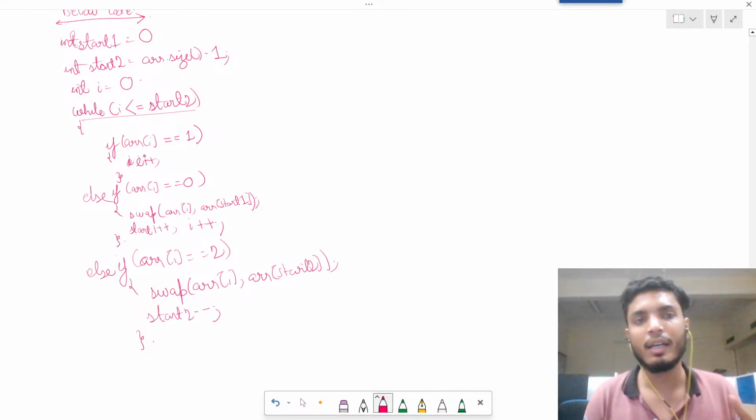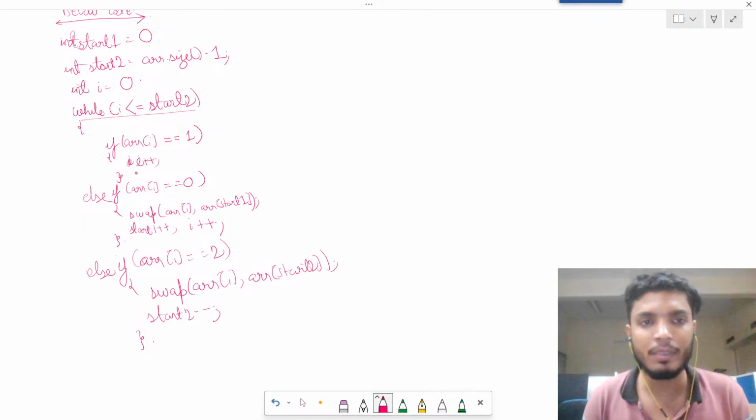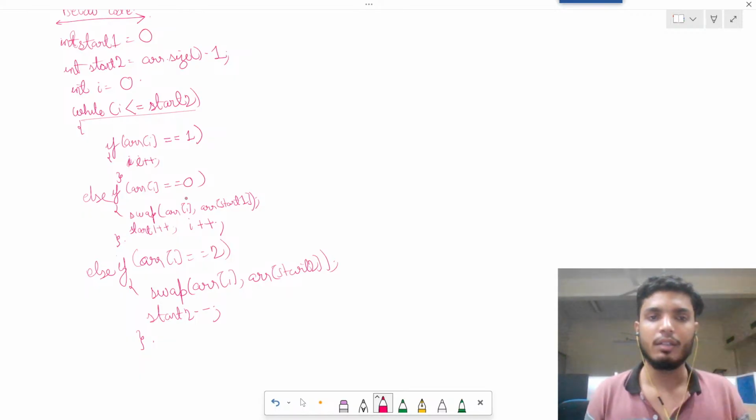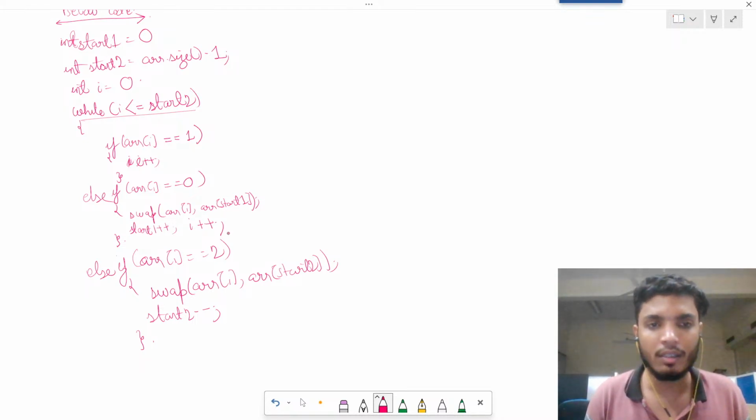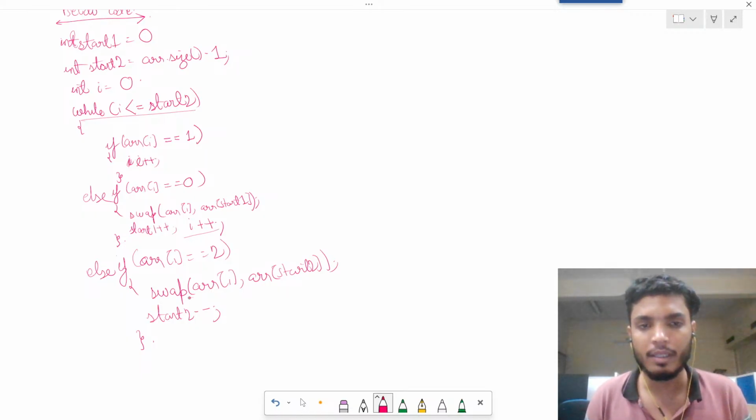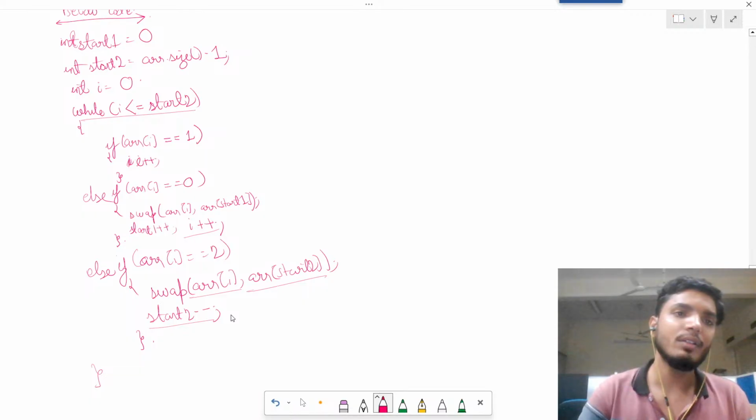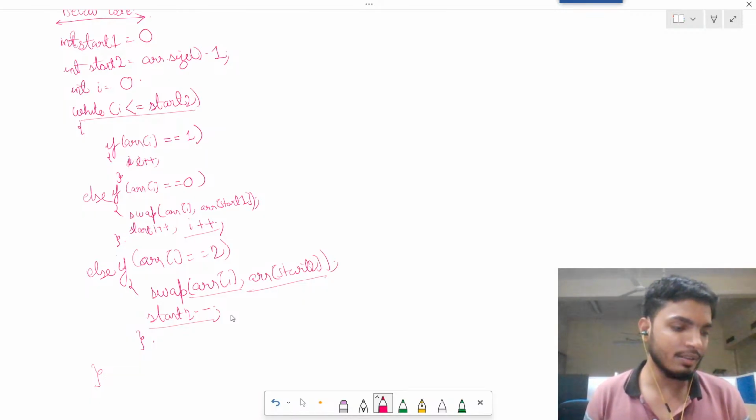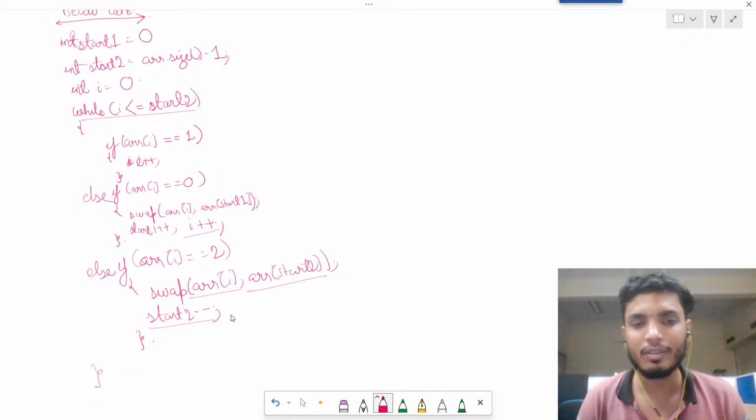So if ARR of I equals 1, you are simply increasing I plus plus. Else if ARR of I equals 0, you are swapping with start 1, because start 1 is indicating where my 0 should be, and you are also increasing I plus plus. But if ARR of I equals 2, you are swapping ARR of I and ARR of start 2, and decreasing start 2 minus minus, but you are not changing I. Okay, so this is basically the pseudocode of one traversal. I hope it is clear, Rocky, and the other people who will be watching the recording.